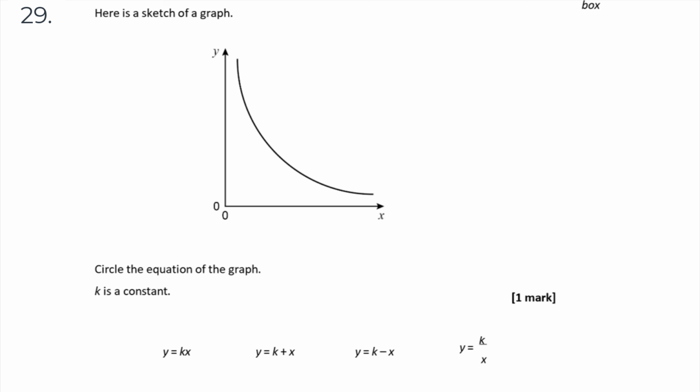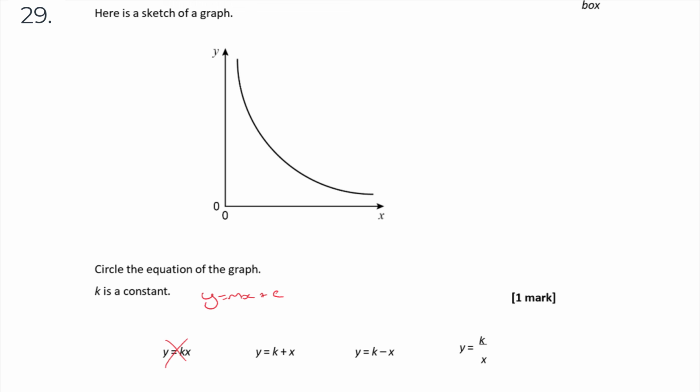Question 29, here is a sketch of a graph. Circle the equation of the graph. K is a constant. Okay, there are some of these that we can rule out straight away because they are equations of straight lines. It's definitely not going to be this one. This is the form y equals mx plus c, isn't it? In this case, c is 0 and m is k. Okay, so it's a straight line.